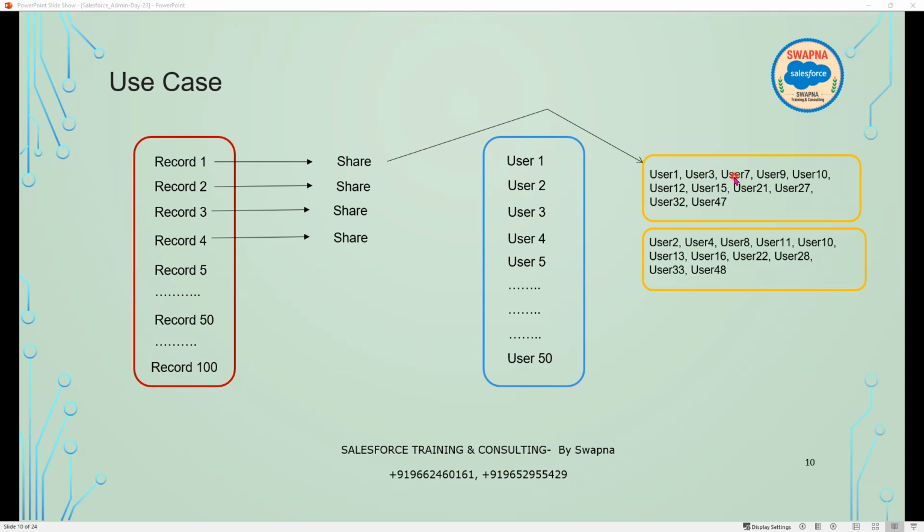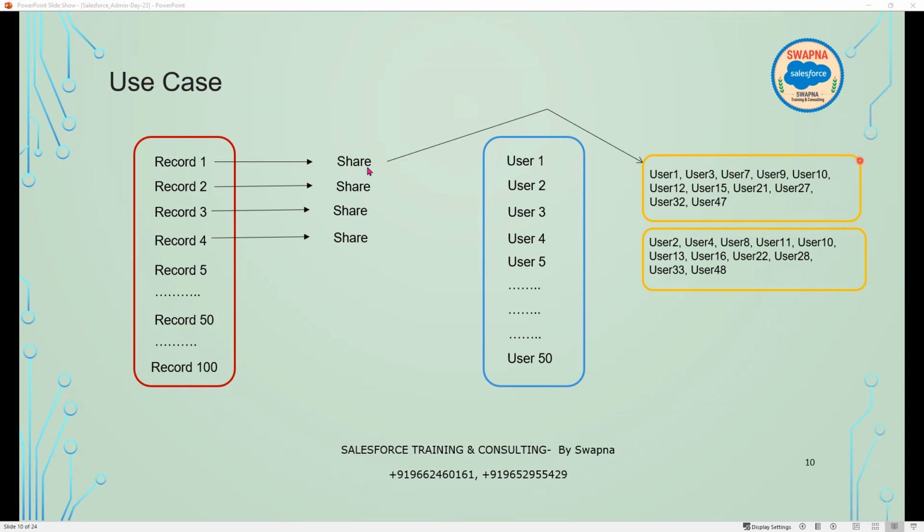I need to note down that list somewhere. And every time whenever we have to share the record, I need to open that notepad and check what is the condition, which user I need to share it with. That is manual effort. A lot of manual effort and time consuming.